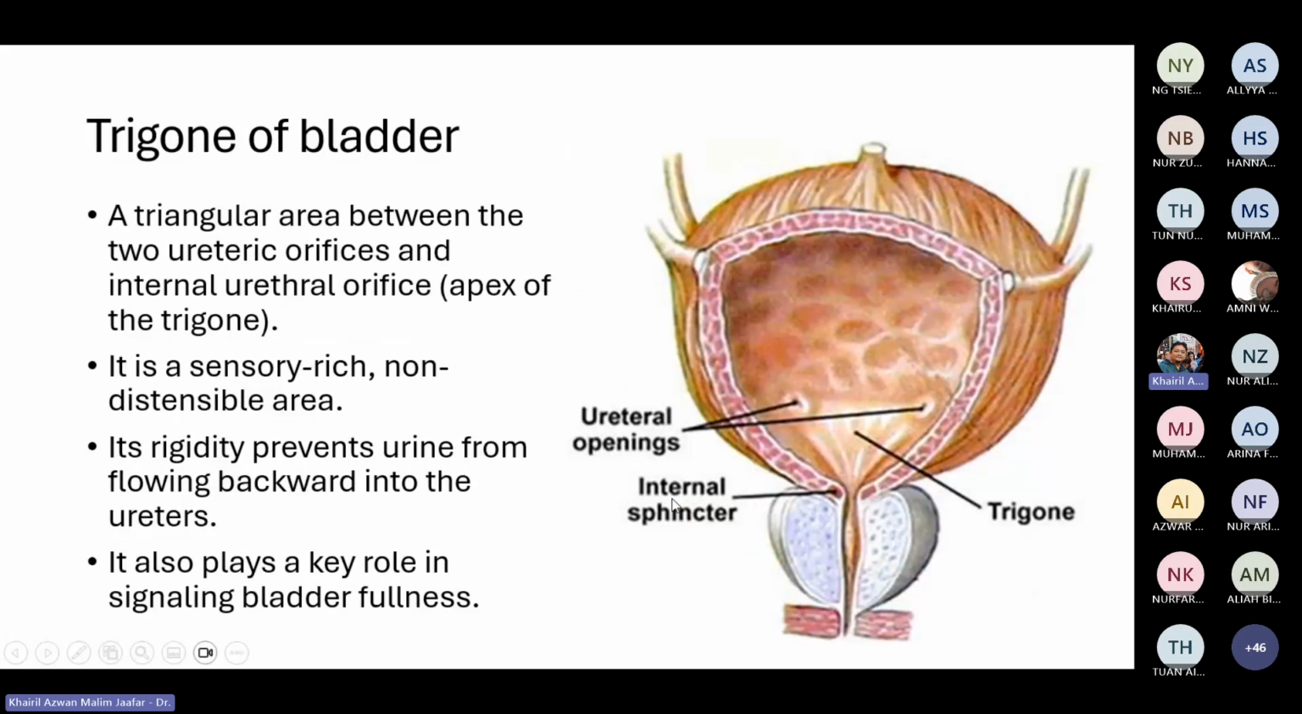Trigone of the bladder, the characteristic: the smooth and sensory-rich trigone area. It prevents urine from flowing backward into the ureter. This is easy to understand.